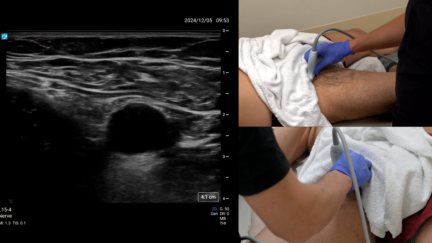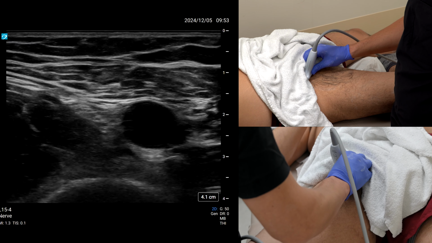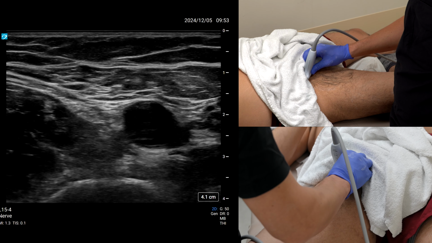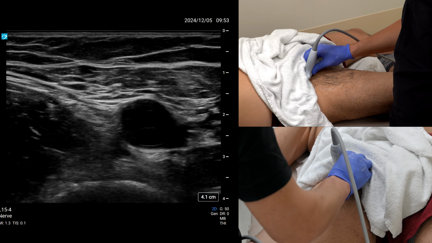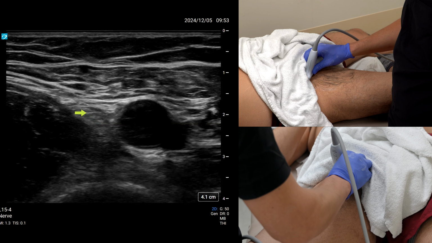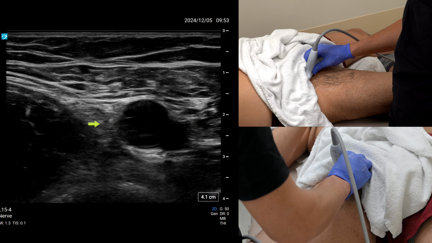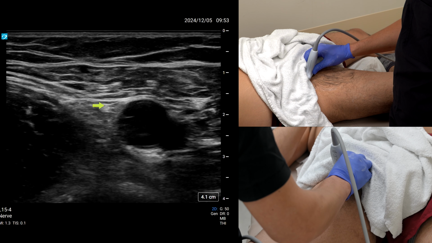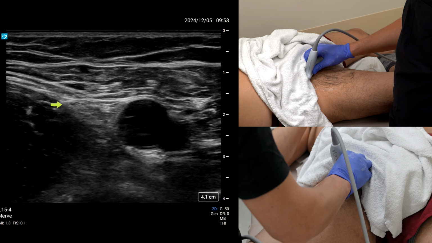Okay, so there's where we have the femoral artery proper, and if we scan just a little bit higher from there, we'll get a really good picture of the femoral nerve. So the femoral nerve is located right here. You can see here it's kind of an oval shaped structure. It can be quite flat and kind of fan-like as well.